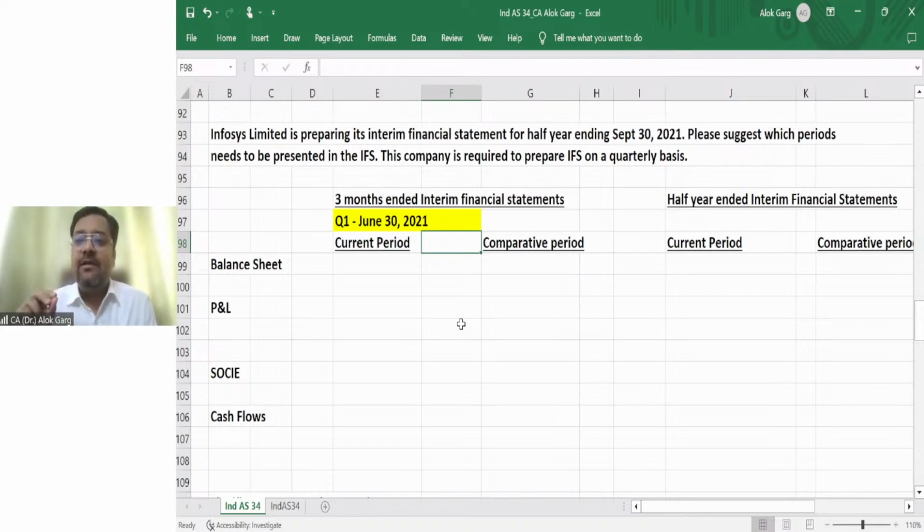So the point is, what is the objective of comparatives? The objective of the comparative is to compare the performance for the current year vis-a-vis last year, or for the current period vis-a-vis last period. Is that clear?